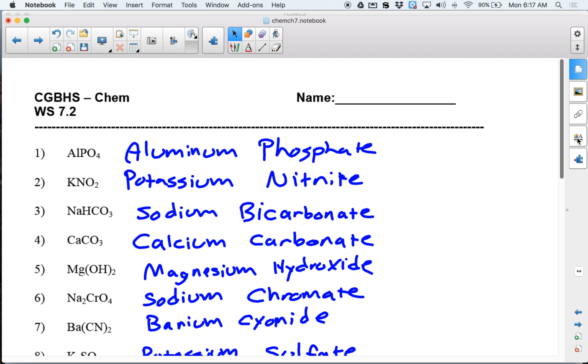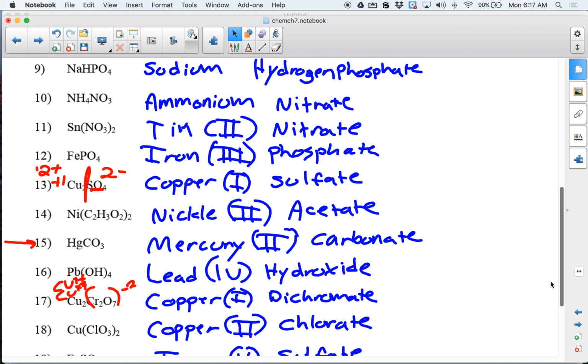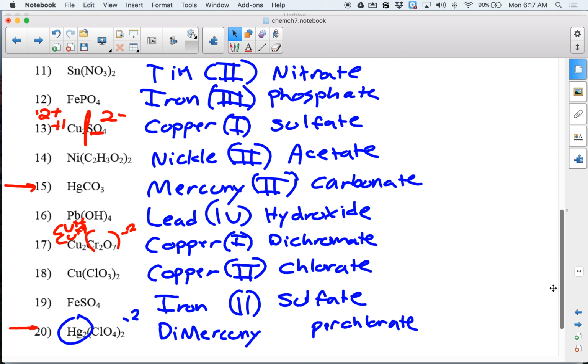All right, let's go back and check 7.2, 11 through 20. Okay, there we go. The thing that makes these different, of course, is all of our cations here are going to be ones that have varying charge. So we need to have the Roman numerals in the names to show those charges. So remember, it isn't that there are two tins. That's not what we call a tin(II) nitrate. It's that the charge of the tin has to be 2 to balance out the nitrates on the other side.